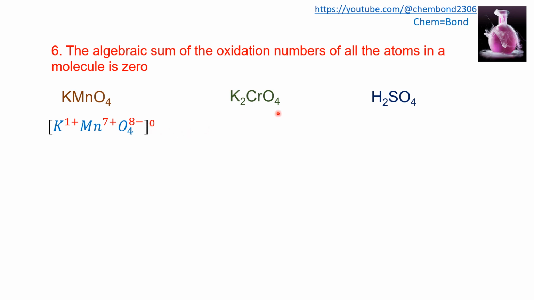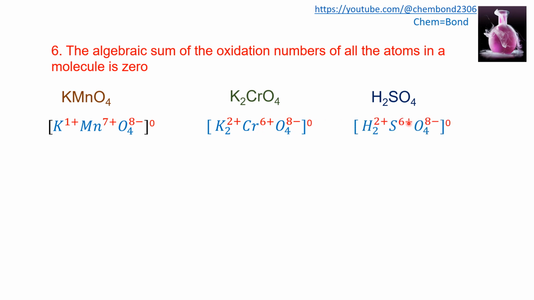In case of potassium chromate, here potassium belongs to the first group, so it will have +1, but there are 2 potassium present, so we will put +2 over there. Oxygen has -2, so there are 4 oxygen present, so -2 multiplied by 4 will result -8. So we will put a number that will result 0. So -8, +2 and +6, it will result 0.